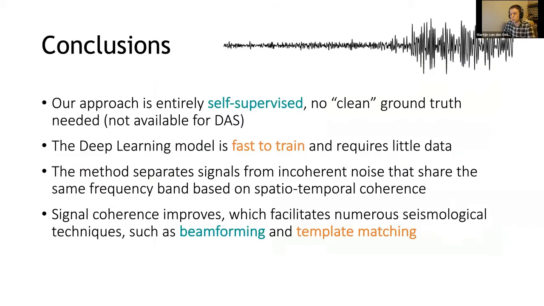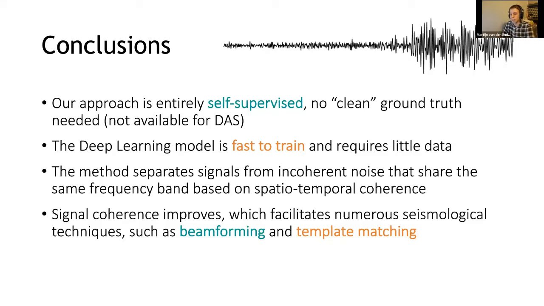So just to conclude this, we propose a self-supervised deep learning method for blind denoising of DAS data, meaning that we don't need a clean ground truth or make any assumptions regarding the statistics of the noise. And also the model is very fast to train and requires very little data, and can even be trained on a single earthquake.